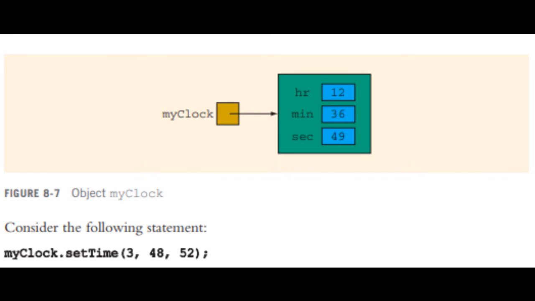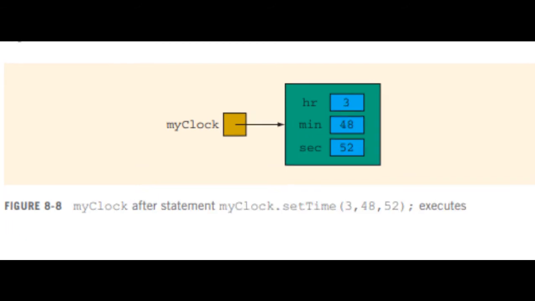Thus, the values 3, 48, and 52, which are passed as parameters in the preceding statement, are assigned to the three instance variables of the object myClock by the method setTime. After the previous statement executes, myClock is as shown in figure 8-8. As you can see, the value of hr is 3, min is 48, and sec now has 52.